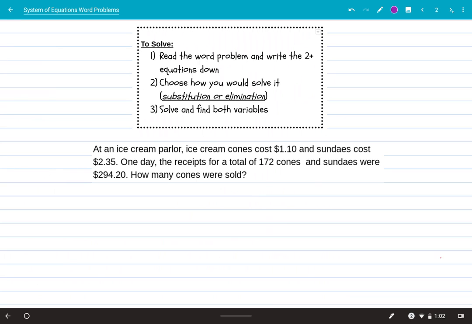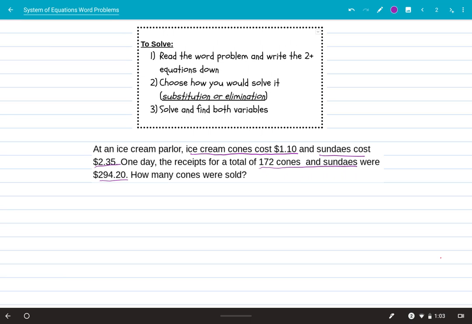So the first one says, at an ice cream parlor, ice cream cones cost $1.10 and sundaes cost $2.35. So there's some information. We know that they're buying 2 things, or 2 costs. One day, the total was 172 cones and sundaes sold, and the receipts were $294.20. We want to find out how many were sold.